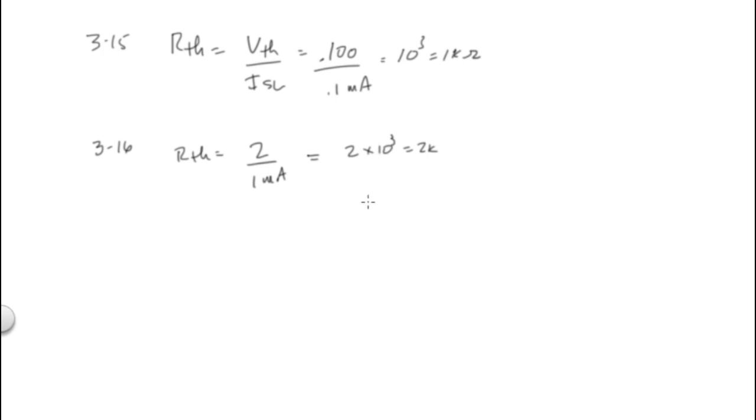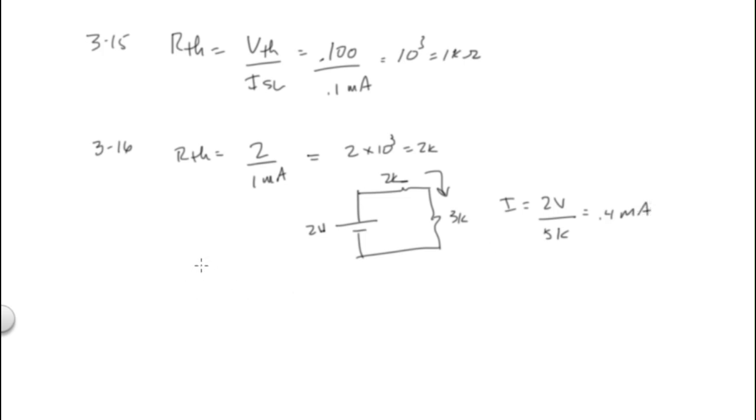So now I have a circuit with 2 volts and 2k up here, and then they say add 3k. So now we want to find the current through this. So I is equal to 2 volts over 5k. What would that be? So it's 0.4 milliamps.